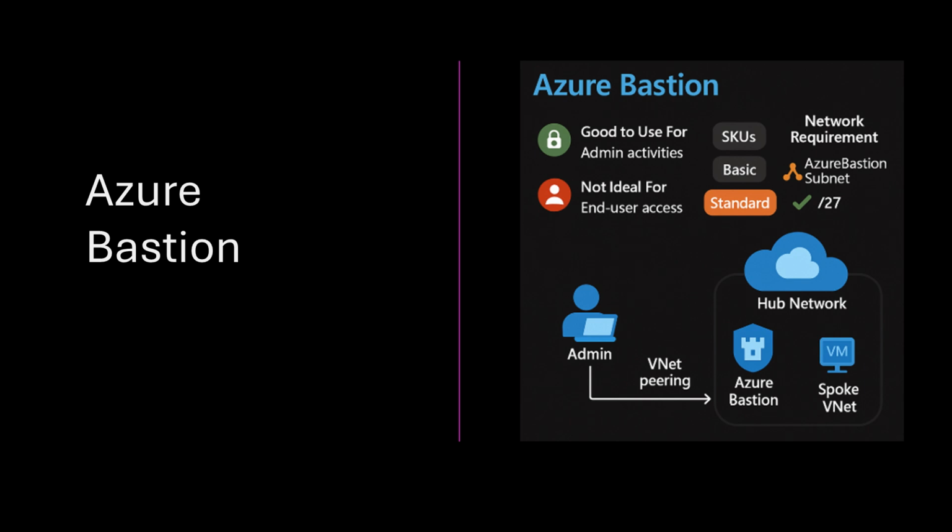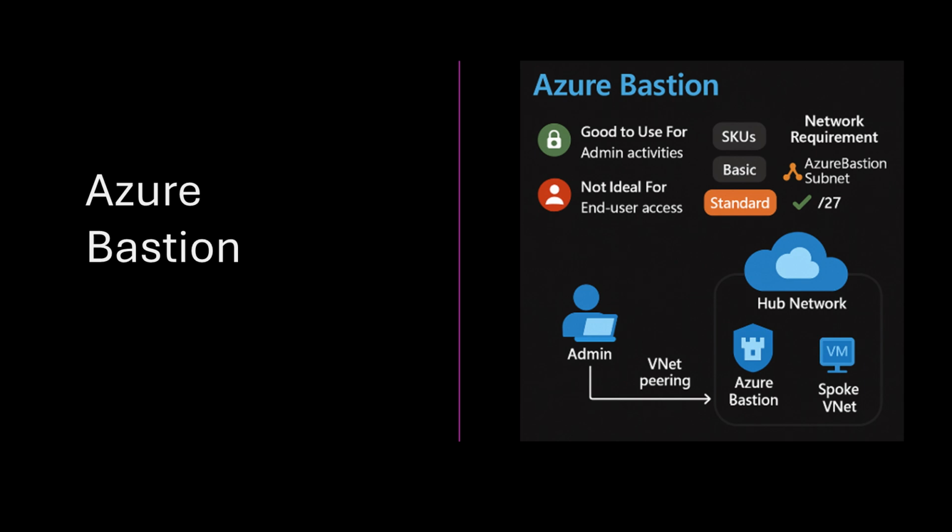When choosing a SKU, you've got two options. Go with the basic SKU if you're in a dev test scenario or working with minimal scale. It supports RDP/SSH via browser but doesn't offer auto scaling. For enterprise or production use, the standard SKU is the way to go. It supports auto scaling, custom ports, session monitoring, and even native client support. If high availability and flexibility are key, standard is what you need.